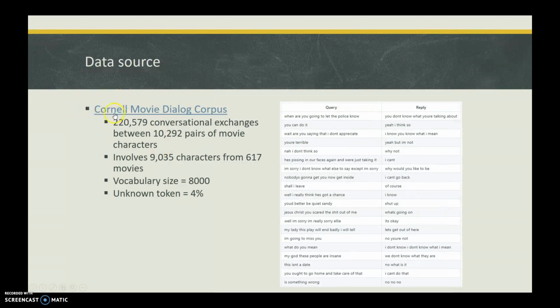Another source we use is the Cornell Movie Dialogs Corpus. There are more than 220,000 conversational extracts between 10,292 pairs of movie characters, involving 9,000 characters from 617 movies, and the vocabulary size is 8,000, and the unknown token is 4%.